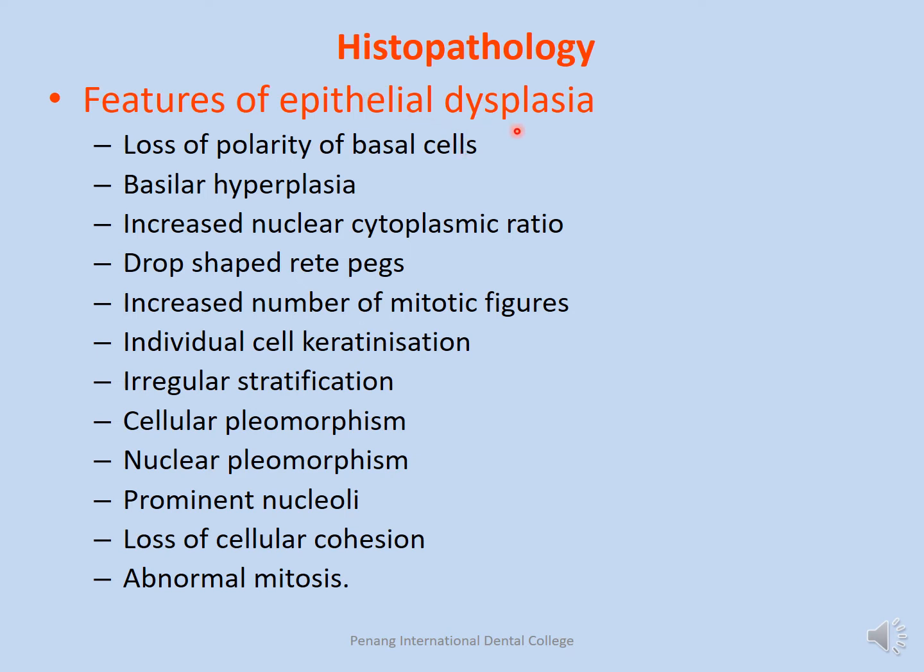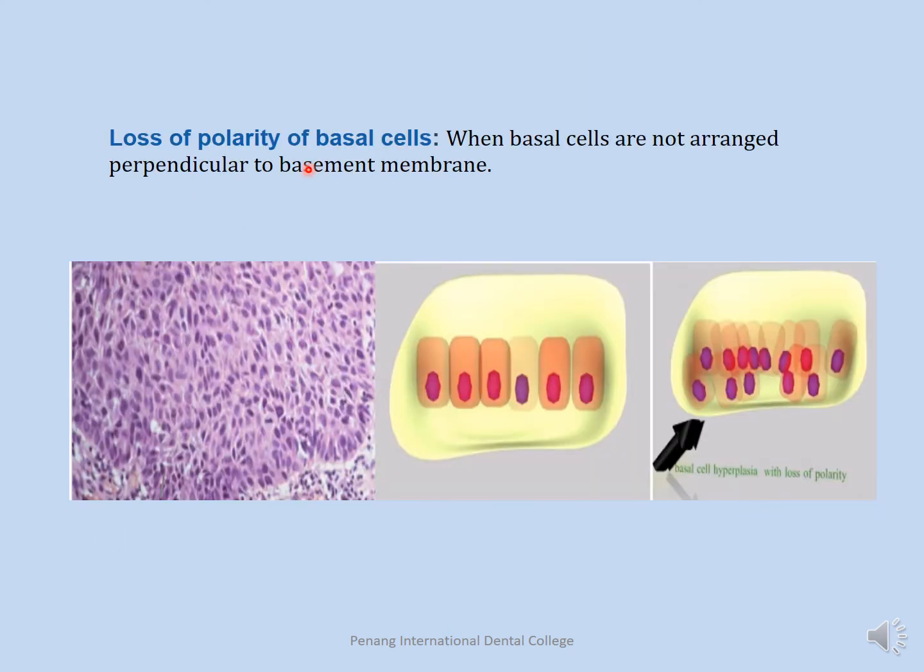Now, for epithelial dysplasia, we have these 13 features outlined by the WHO that help pathologists and oral pathologists identify it. Number one is loss of polarity of basal cells. Number two is basilar hyperplasia. Number three is increased nuclear-cytoplasmic ratio. Number four is drop-shaped rete ridges, then increased number of mitotic figures, individual cell keratinization, irregular stratification, cellular pleomorphism, nuclear pleomorphism, prominent nucleoli, loss of cellular cohesion, and abnormal mitosis. In the coming slides I am going to explain each feature individually so that you can understand them. The first one is loss of polarity of basal cells.